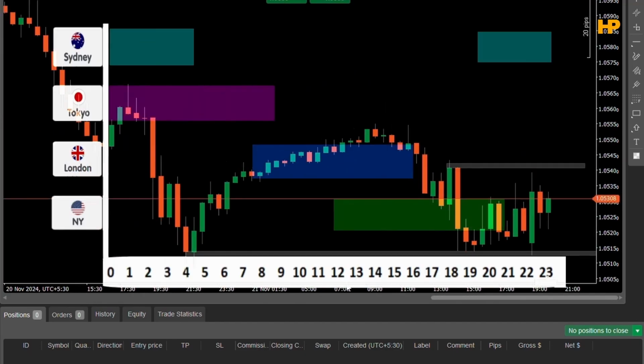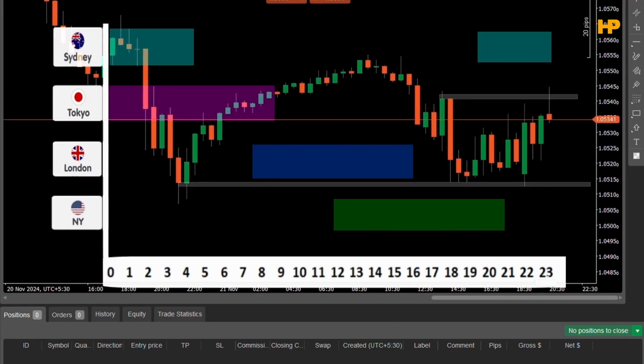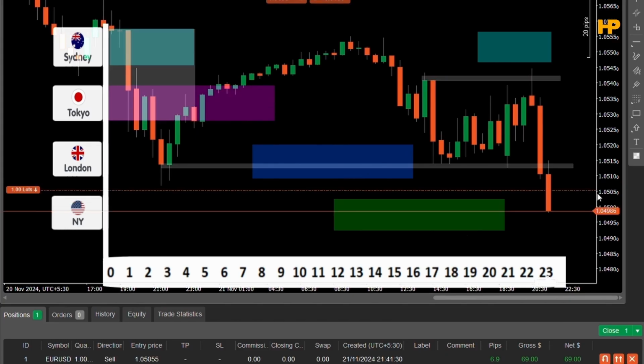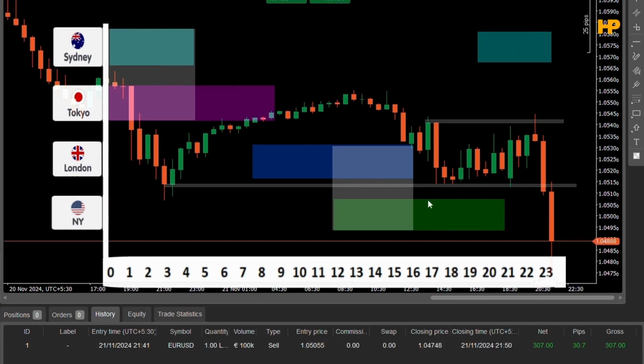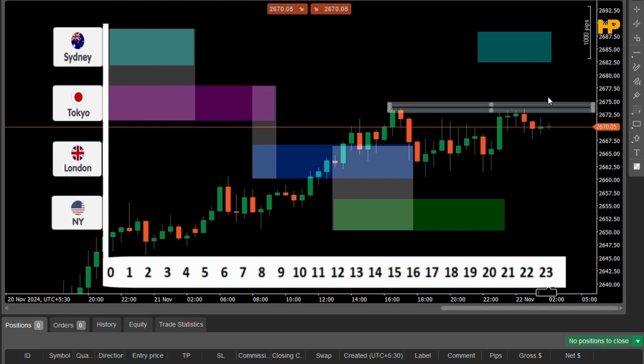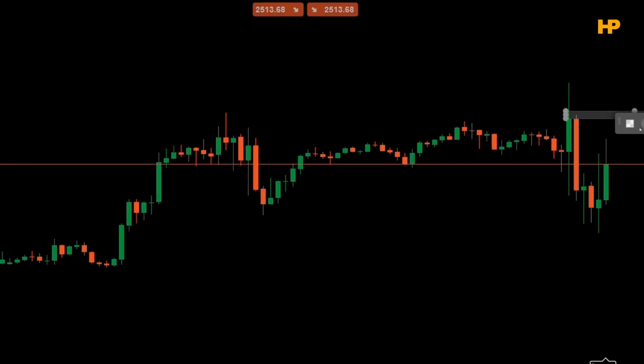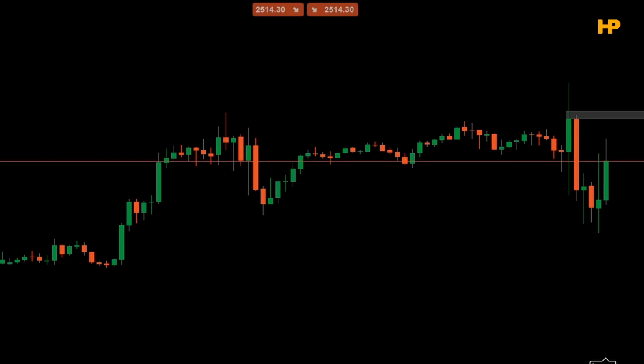Set it to display London 3 a.m. to 12 p.m. Eastern Standard Time, New York 8 a.m. to 5 p.m. Eastern Standard Time, and Asia 7 p.m. to 4 a.m. Eastern Standard Time. These sessions drive liquidity and volatility, which are key for institutional setups. Watch how price reacts at session boundaries to spot potential moves.